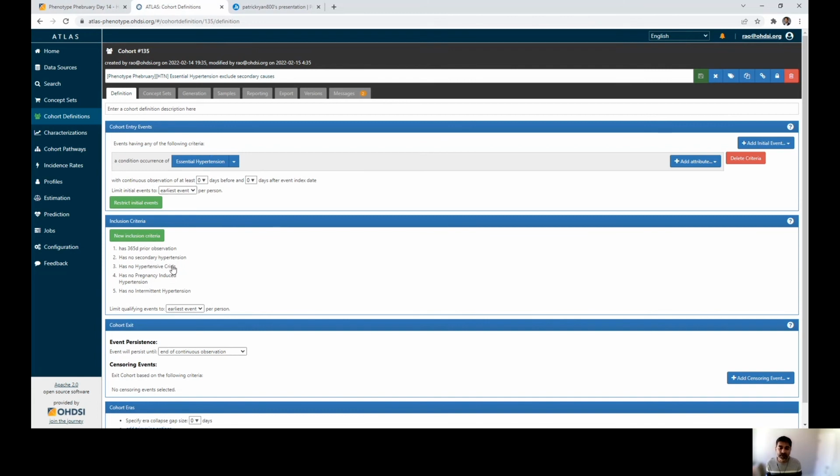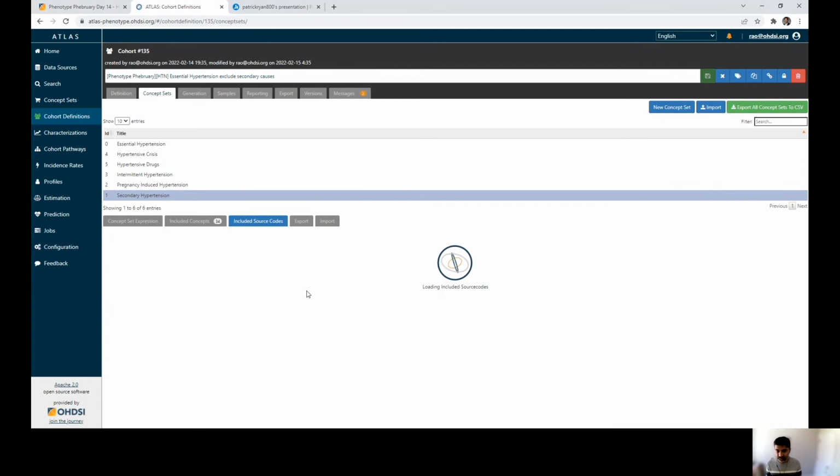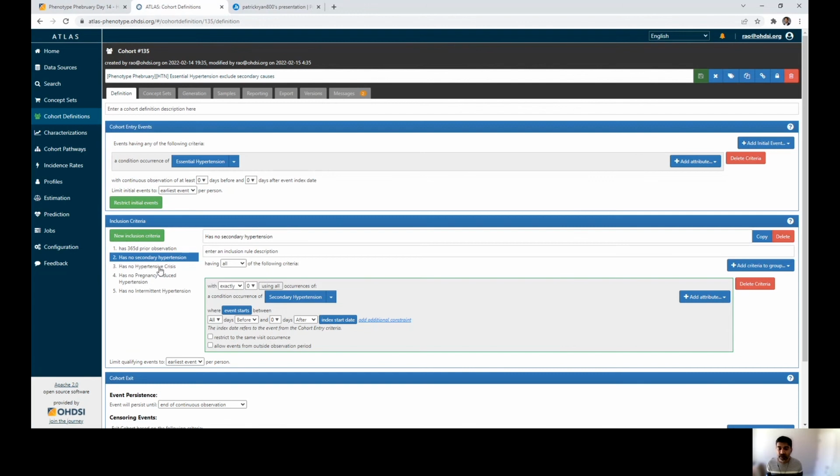In this particular cohort definition, I've also done some exclusions. I've said a person should have no secondary hypertension, exactly zero occurrences of secondary hypertension, like renal hypertension, renovascular hypertension, and so on. No occurrence of hypertensive crisis, no pregnancy-induced hypertension, and no intermittent hypertension like labile hypertension, and so on.